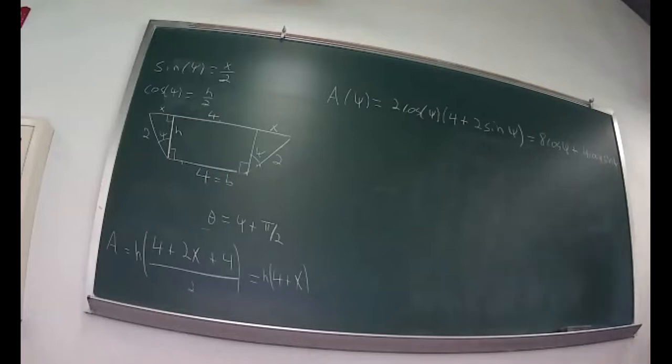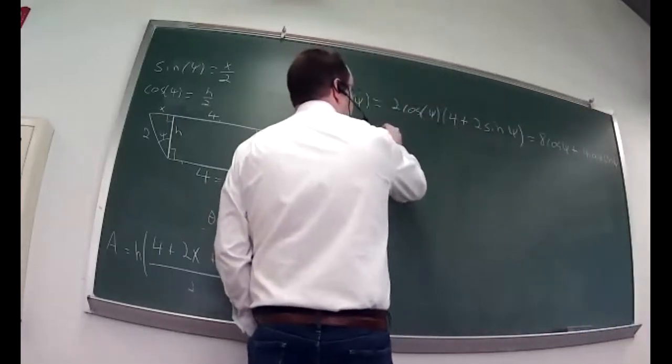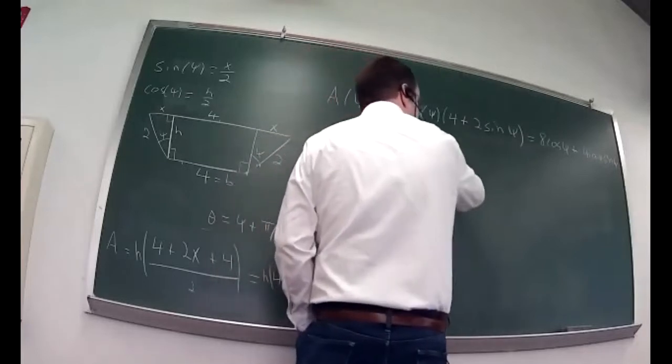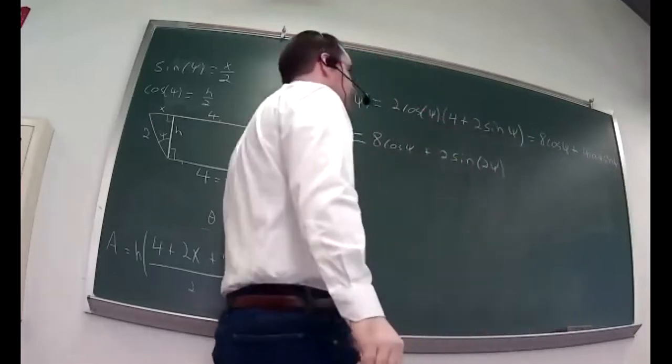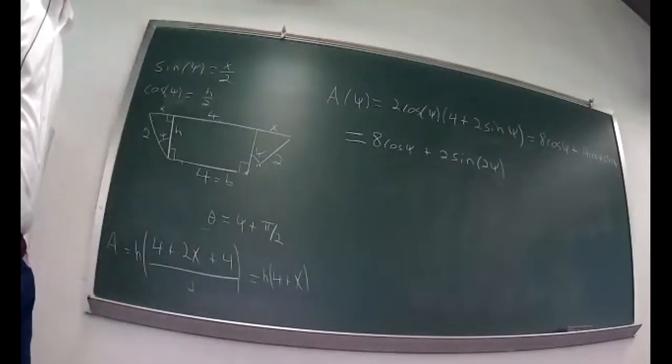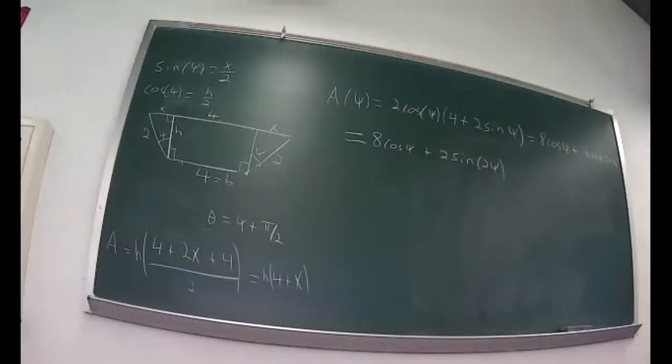And I don't want to get too into trig formulas, but if you remember that 2 times cosine psi times sine psi, that's a double angle formula. So you can rewrite this if you want as 8 cosine psi plus 2 sine of 2 psi. I don't know if that's going to be helpful or not. I may be shooting myself in the foot for the calculus later. We'll see. But I'm using the double angle formula there. 2 cosine psi sine psi equals sine of 2 psi.